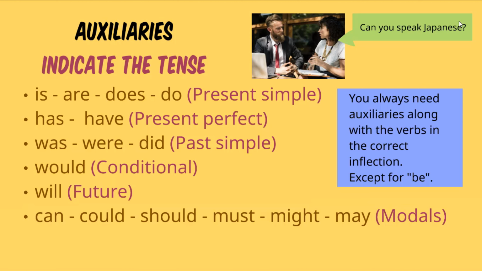For example, it says in this note, you always need auxiliaries along with the verbs in the correct inflection, except for be. O sea, en el caso de is, are, was y were, no vamos a utilizar más verbos.